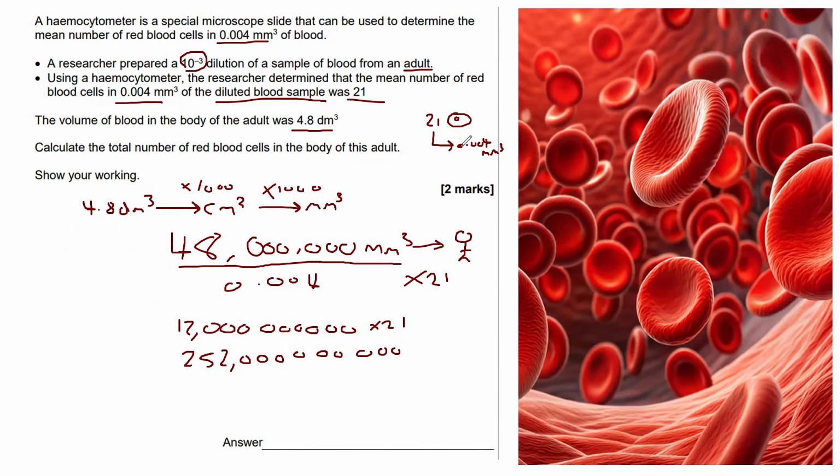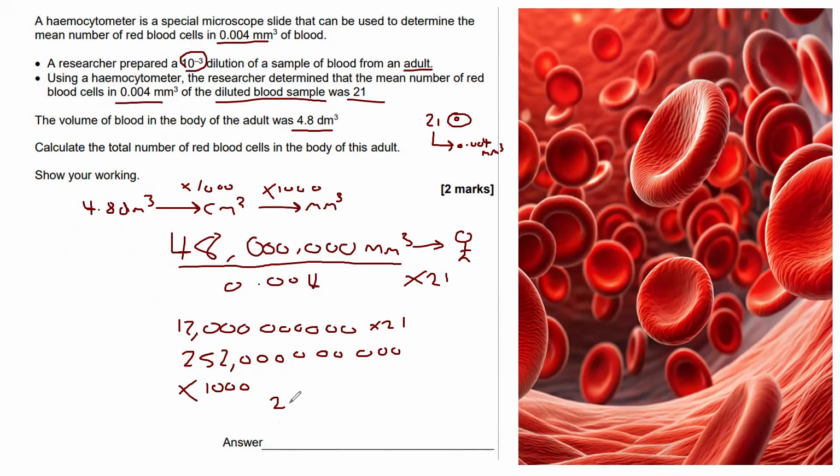But that's not true. We were using the diluted sample. Now, they told us that they diluted it, and this 0.004 was diluted. So actually, we would need to times by 1,000. It was diluted 1,000 times, 10 to the minus 3. So I need to times this by 1,000 to get it into a non-diluted sample.